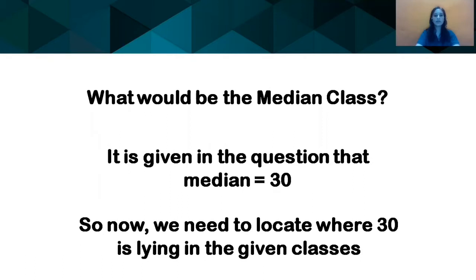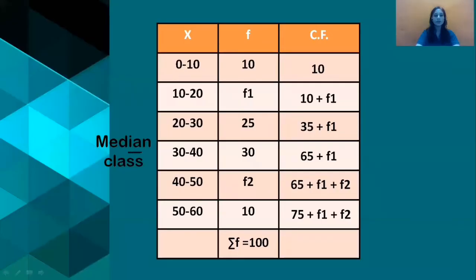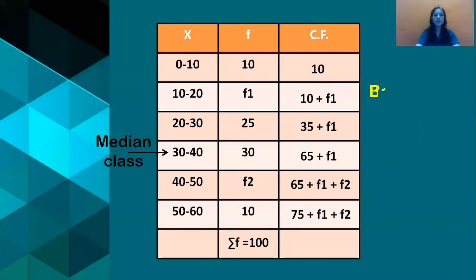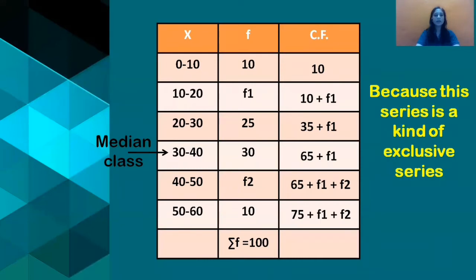So that means we need to locate 30 in the given classes. Here you can see I have put one arrow mark in front of 30 to 40. That is, this is the median class. So the question arises, why 30 to 40 and not 20 to 30? It is very simple, because we are dealing with the exclusive continuous series.